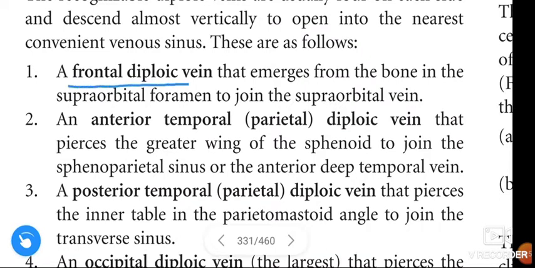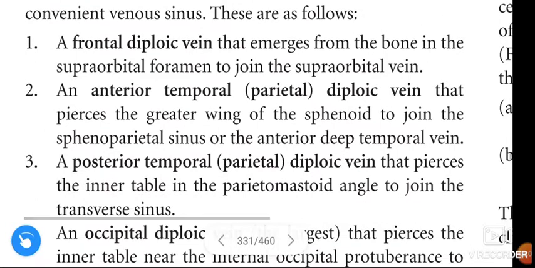A frontal diploic vein that emerges from the bone in the supraorbital foramen to join the supraorbital vein.